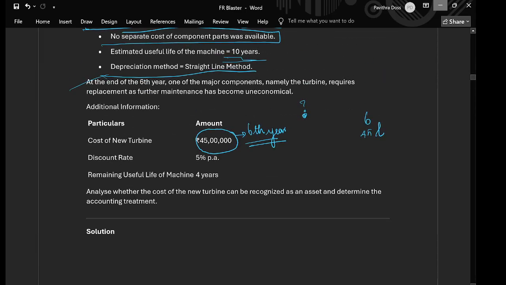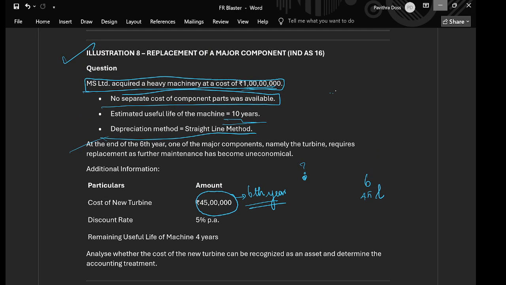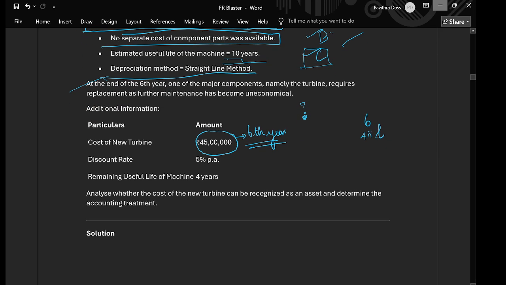So what are they telling? It is future economic benefit we are going to get, and cost can be measured easily. Here they are not telling about any benefit in the question, but the cost can be measured easily. So we will assume that the benefit is also flowing to us. So we will put a tick for that and go about recognizing, that is capitalizing this cost, and de-recognizing the older cost.